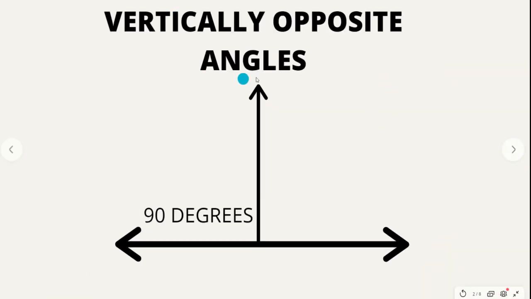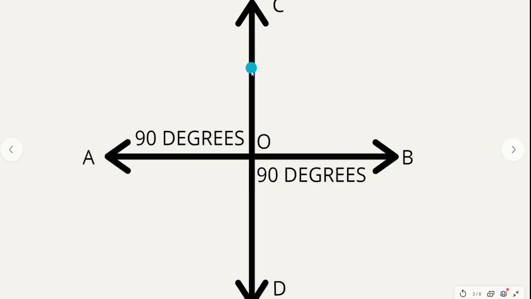So first, coming to vertically opposite angles. As you can see here, it is a pair of perpendicular lines. So CD is passing through AB, and since they are both straight and not rotated, like 30 degrees or something, COA is 90 degrees and BOD is 90 degrees, and these two angles are nothing but vertically opposite angles.